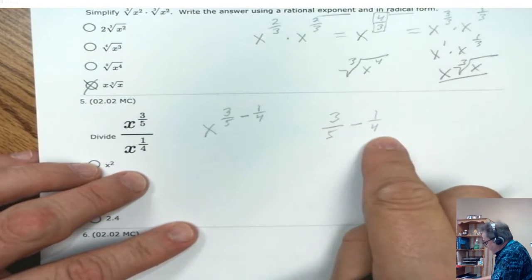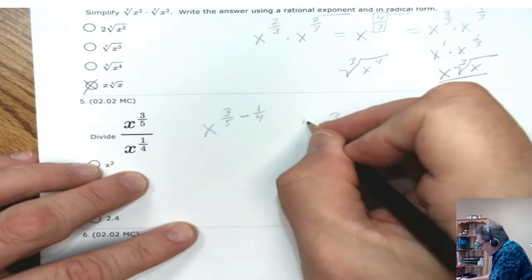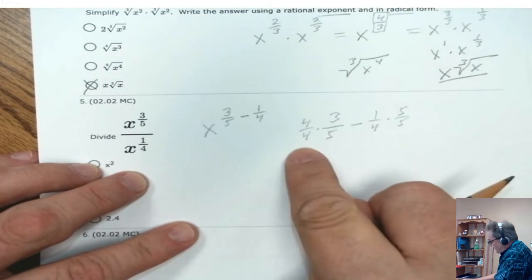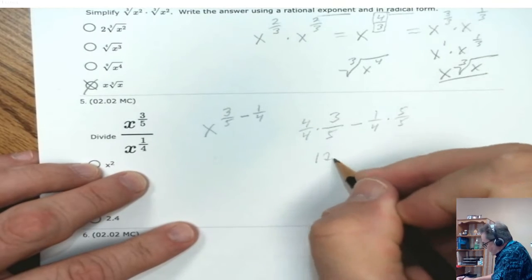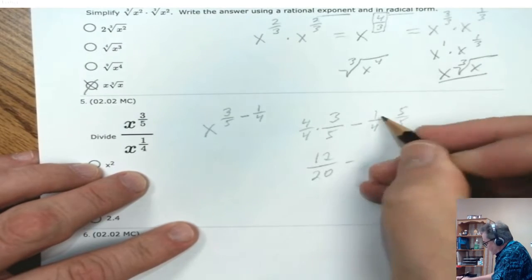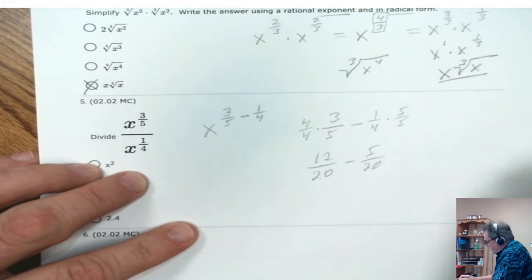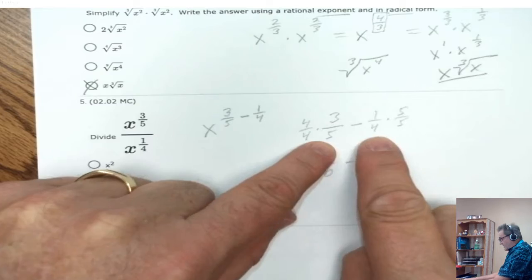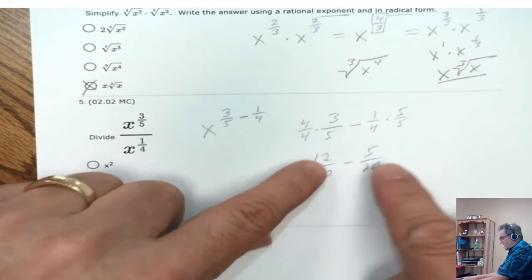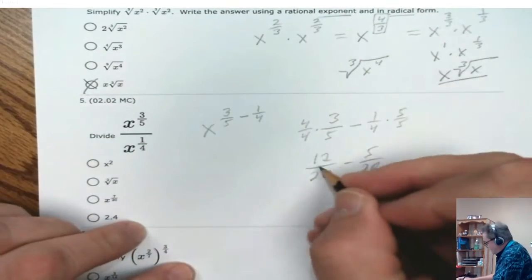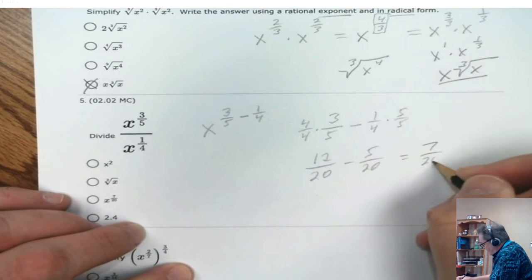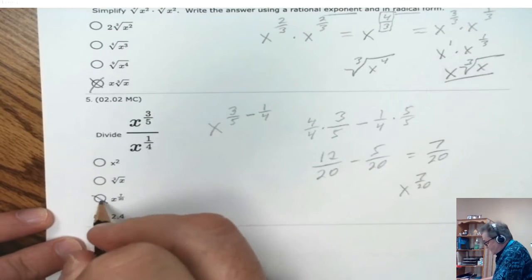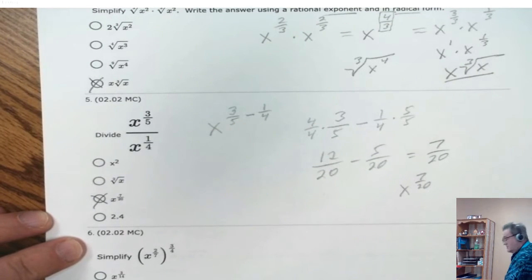So 4 and 5. If we multiply this times 1, and here's what my 1 looks like, and multiply this by 1, so 5/5 and 4/4, this becomes 12 20ths minus 5 20ths. See, the common denominator was 20. When you have 5 and 4, they both can go into 20. So this one, if we multiply everything by 4, that's 20ths. Multiply this by 5, that's 20ths. So that is 7 20ths now. So x to the 7 20ths, which is that choice right there, x to the 7 20ths.